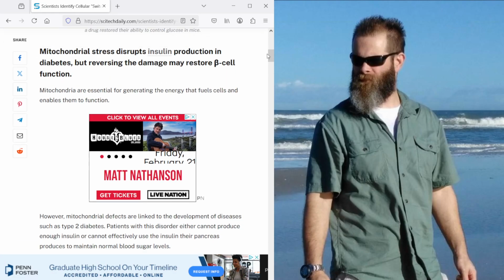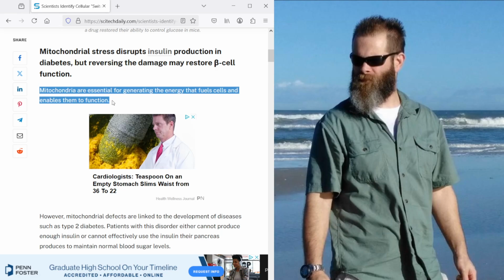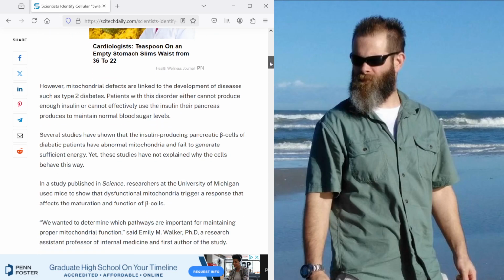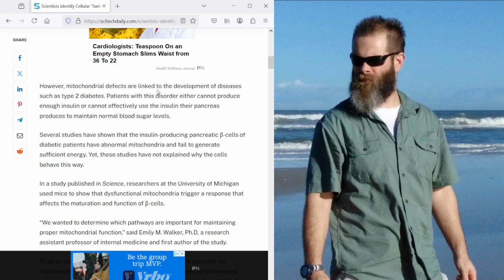It says right here, mitochondria are essential for generating the energy that fuels cells and enables them to function. So it's fair to say that mitochondria are pretty important, right? And down here, it says, however, mitochondrial defects are linked to the development of diseases such as type 2 diabetes. There's that word again, disease, dis-ease in the body. Patients with this disorder either cannot produce enough insulin or cannot effectively use the insulin their pancreas produces to maintain normal blood sugar levels. And it goes on to talk about the studies and stuff.